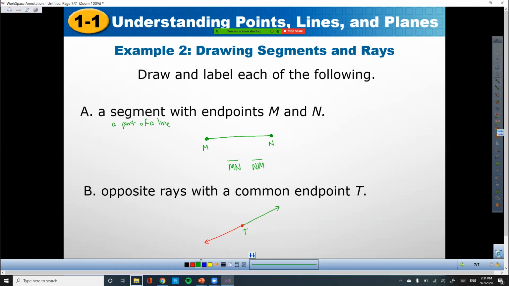If I were to add a point here, let's call this point R, and a point here, S, that means my green ray right here, in order to name it, has to start at T and go in the direction of R. And my other ray, to name it, we start at T and go in the direction of S. This is how we name our two rays here. And since they're opposite rays, together they form a line.